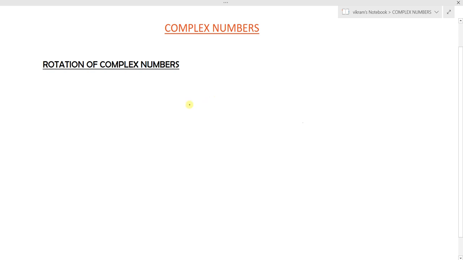Hi students, in this lecture we are going to learn one of the important concepts in complex numbers, which is rotation of complex numbers. For this, consider a complex number in the Argand plane. The horizontal axis is the real part of a complex number and the vertical axis is the imaginary part of a complex number.